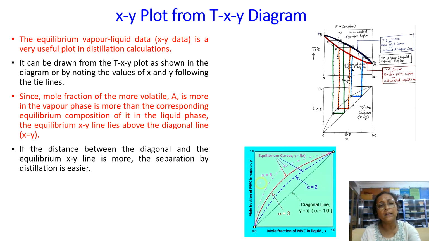Since the mole fraction of the more volatile A is more in the vapor phase than its corresponding equilibrium composition in the liquid phase, the equilibrium XY line always lies above the diagonal line X equals Y. It has a significance, which says that if the distance between the diagonal and the equilibrium XY line is more, separation by distillation is much easier. So today we discussed in detail the TXY diagram.